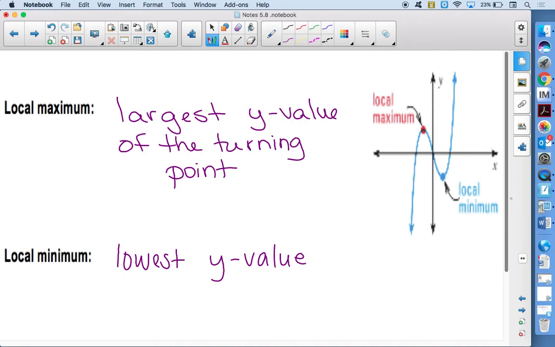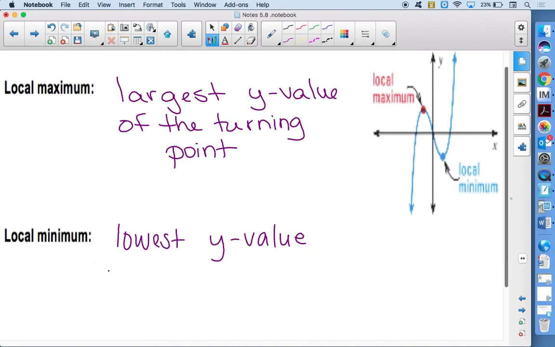Yesterday we put that 0.2 in front of the graph to make sure that we could see it all. So the local minimum is the lowest y value of the turning point. And the key thing that Gray was talking about, you can have more than one local minimum or local maximum. I could have 2, I could have 3. It depends how many turning points you have. If I have a couple of hills, then all of those are maximum values.